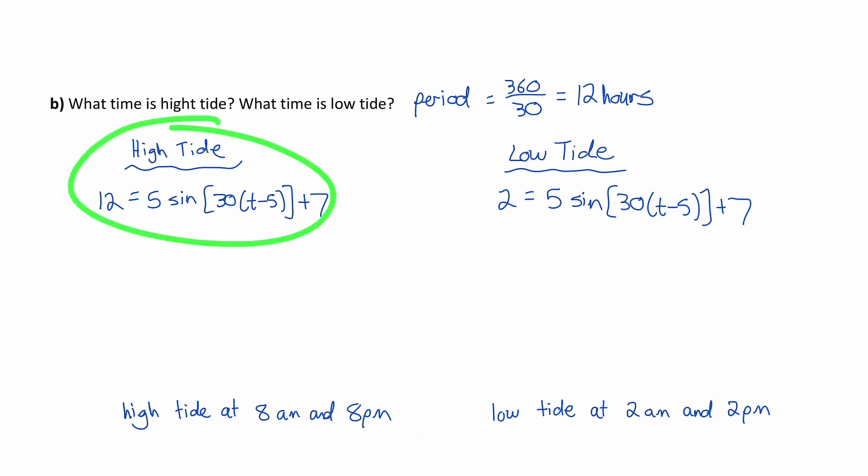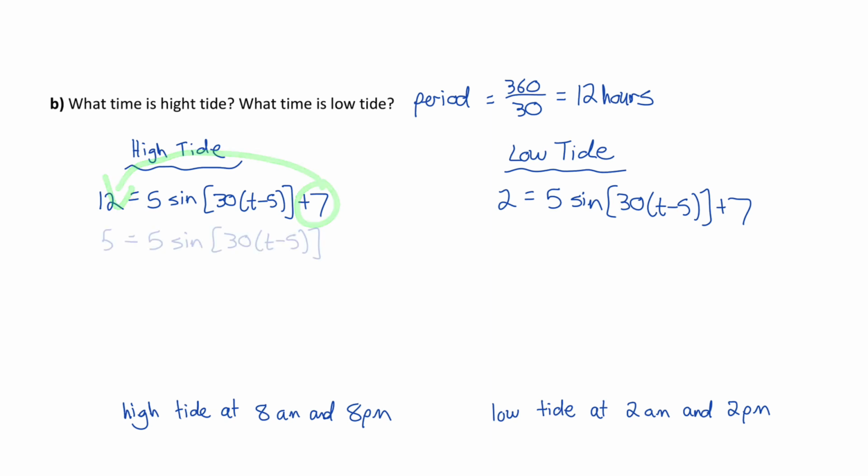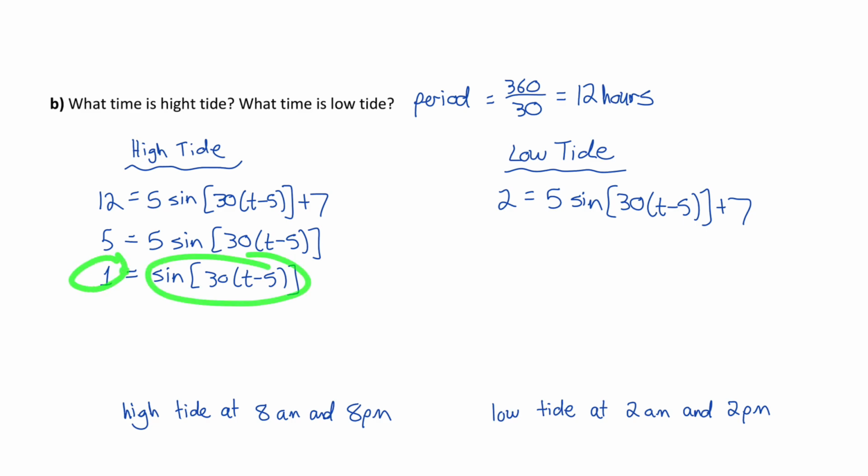Let's start with the high tide equation. I'll start by subtracting the 7 to the other side, and then this 5 that's being multiplied by the sine function, I can divide that 5 to the other side, so I'd have 1 equals sine of 30 times t minus 5. And now I have a sine function equal to 1.